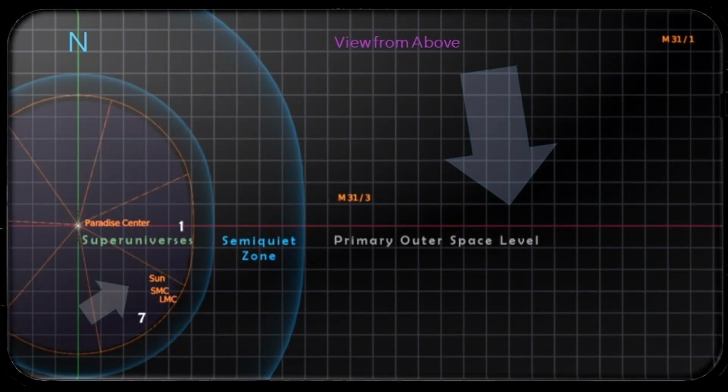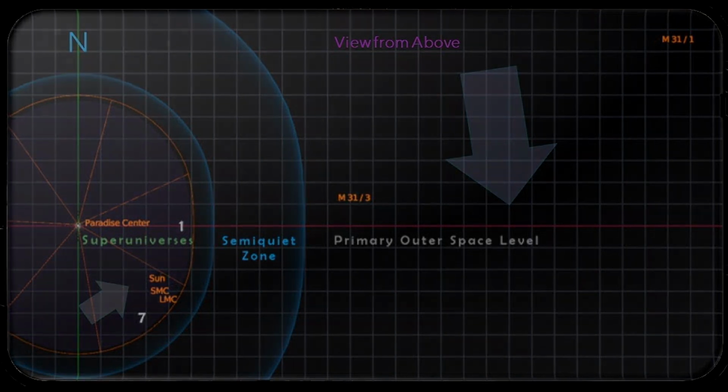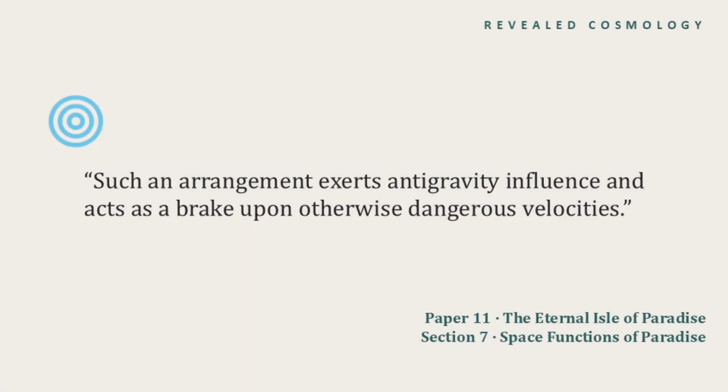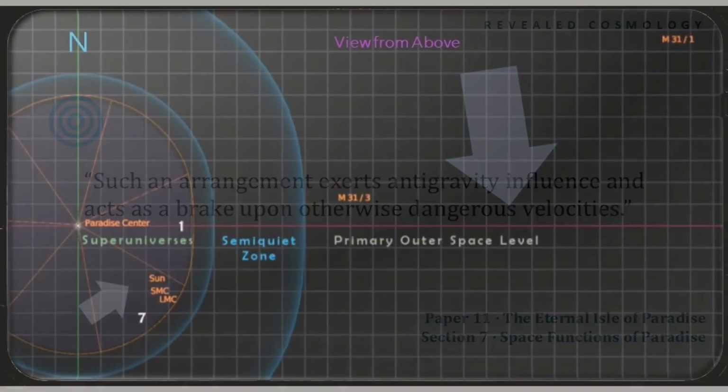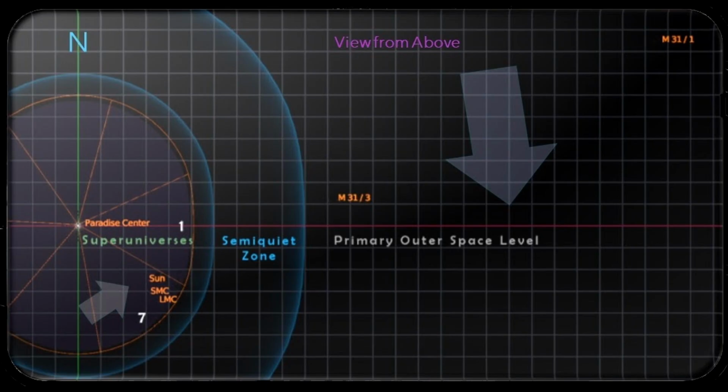What the papers disclose in its place is structural. The semi-quiet zones between space levels are permanent features of enormous scale. Such an arrangement exerts anti-gravity influence and acts as a brake upon otherwise dangerous velocities. The Standard Model requires a repulsive energy because it has no architectural category for large-scale anti-gravity. The disclosed architecture names exactly this category as a feature of the spatial structure, not a postulated energy with no laboratory analog, but a disclosed property of the boundaries between organized base levels.